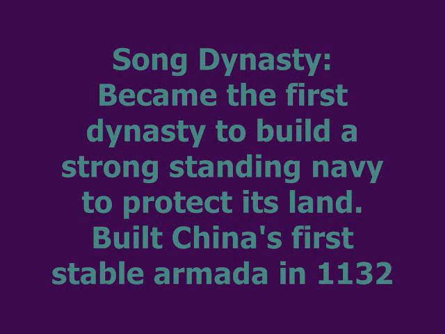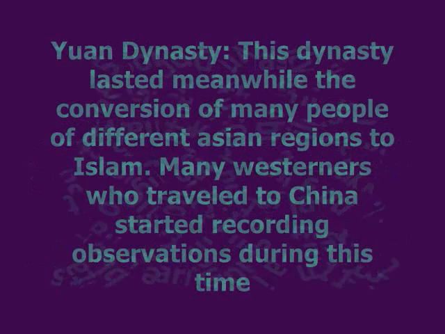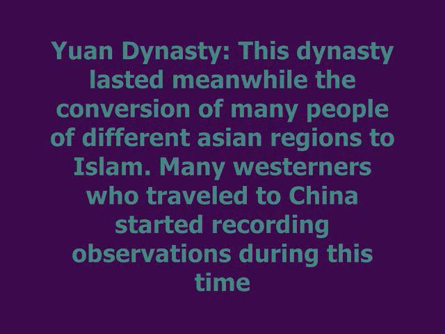The Song Dynasty became the first dynasty to build a strong standing navy to protect its land, building China's first stable armada in 1132. Yuan Dynasty. This dynasty saw the conversion of many people of different Asian regions to Islam. Many Westerners who traveled to China started recording observations during this time.